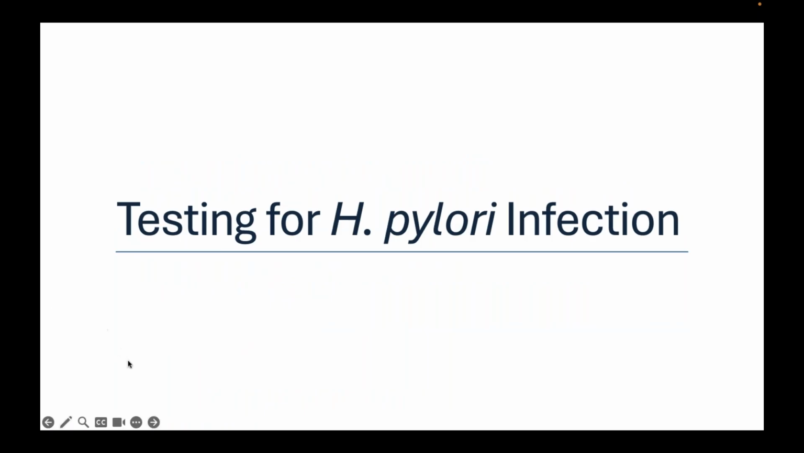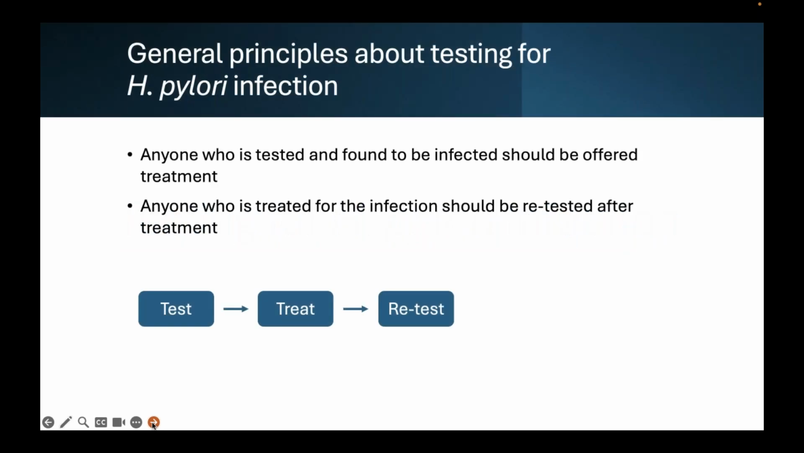So now we're going to talk about testing for H. pylori infection. Next slide. So here is the important principle about testing for H. pylori: anyone who is tested and found to be infected should be offered treatment. So you shouldn't do the test unless you're ready to prescribe the treatment if the test is positive. And after treatment, because our treatments, as we shall discuss later, are certainly not 100% effective, we should retest to see if the treatment was successful. And if it wasn't, retreat and then retest. Next slide.